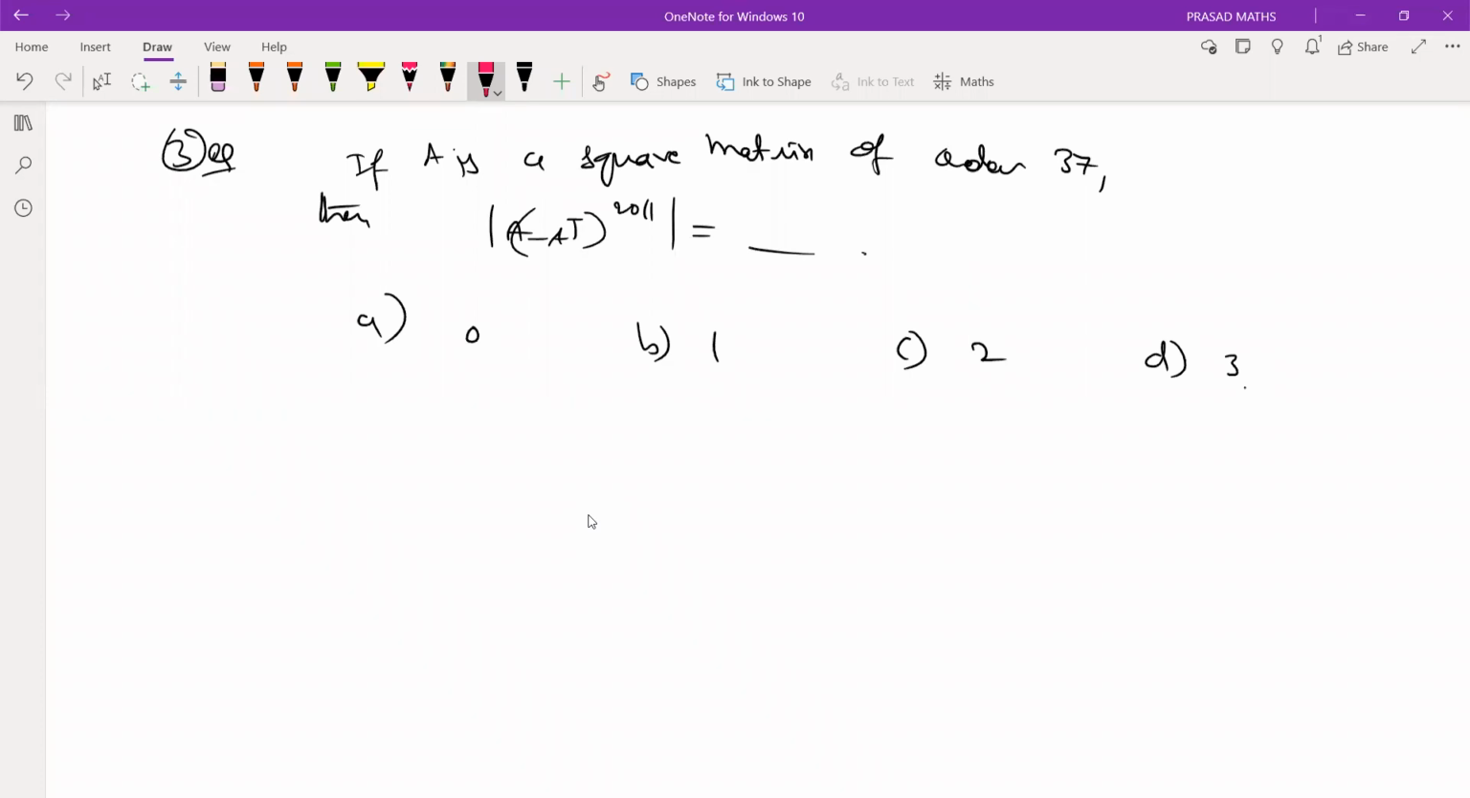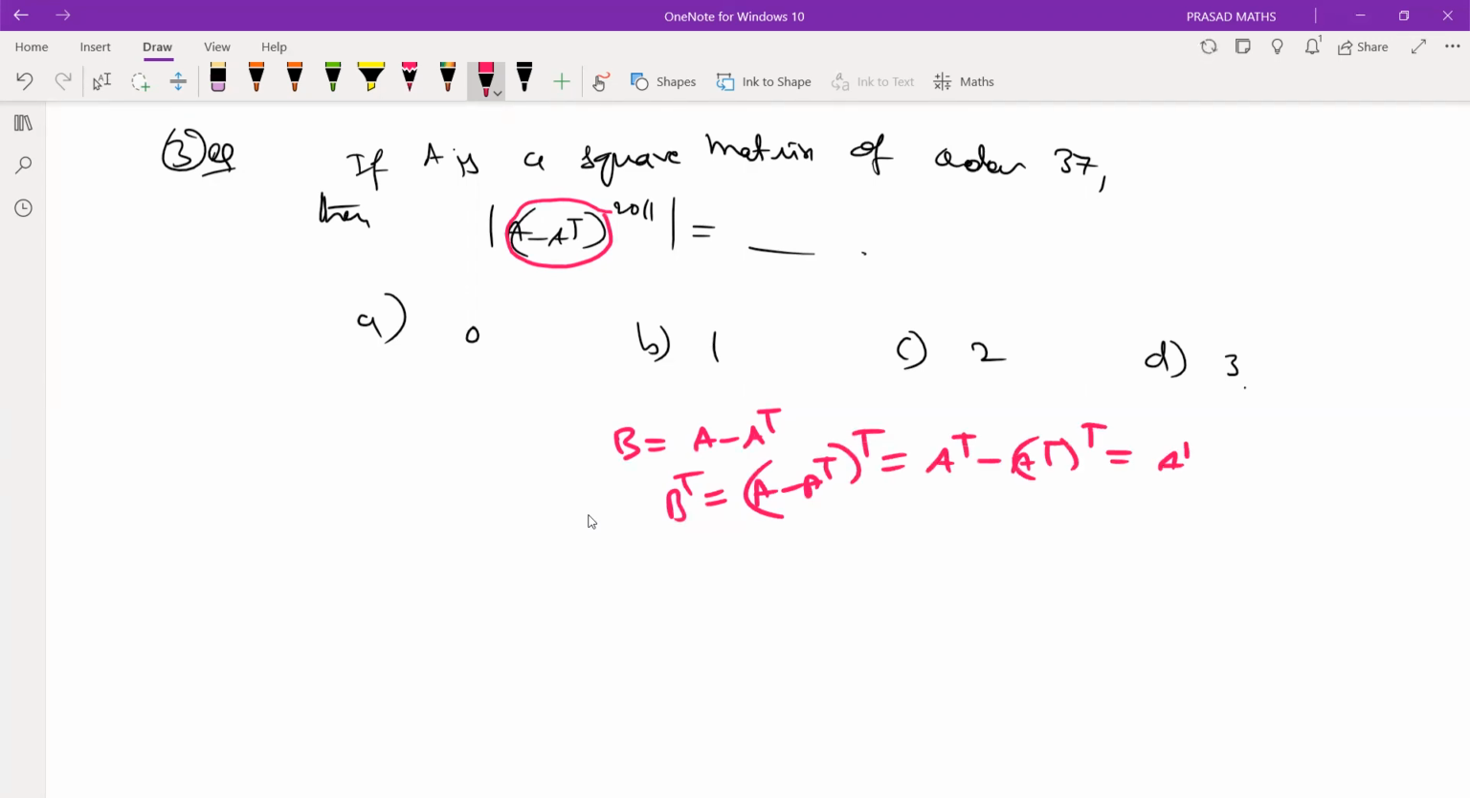Suppose you can take this as some B. I already told you, whenever you are given a square matrix A, A minus A transpose is always skew symmetric. What is B transpose? B transpose is A transpose minus A transpose whole transpose, which is nothing but A transpose minus A. That means minus of B. That means B is skew symmetric.